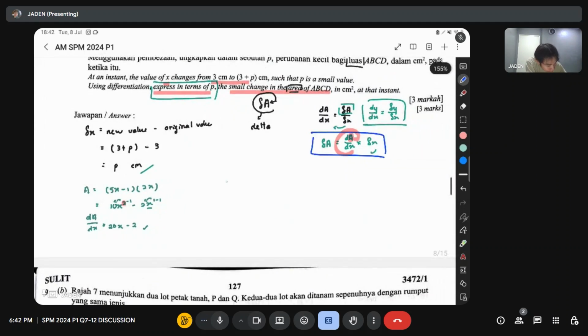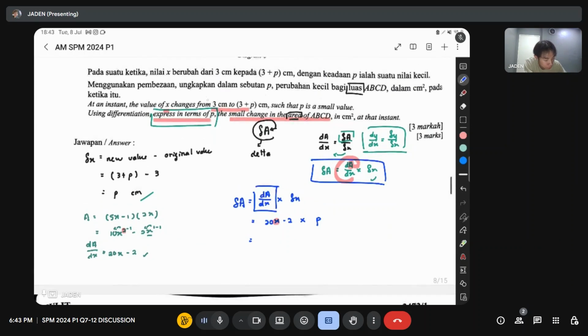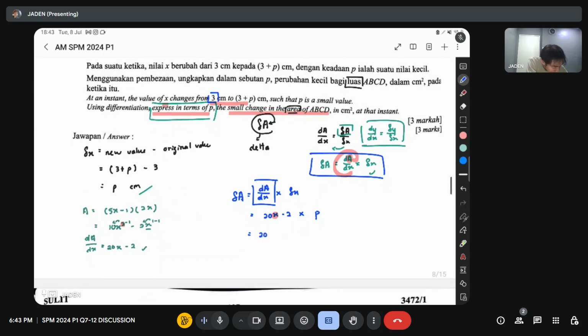We rewrite this. Delta A equals dA/dx times delta x. Now, dA/dx, I want you to write it down, 20x minus 2 times with the p. Okay, there's one problem here. There is another unknown of x, but don't worry, because I'm going to tell you what you have to replace with. For every dA/dx or dy/dx or anything with dx, usually this is the original value. So, refer back to the original value of x, which is 3. We will replace this x with 3.